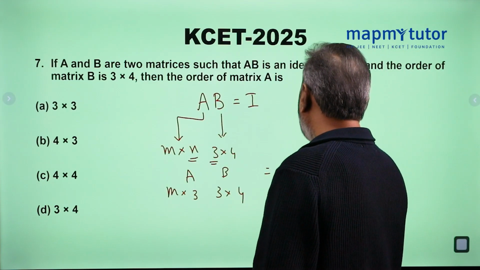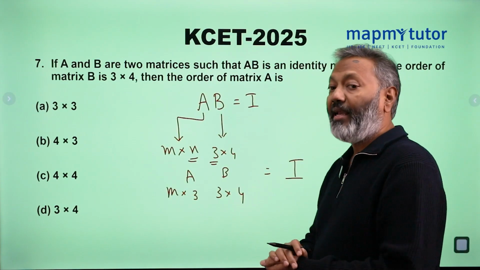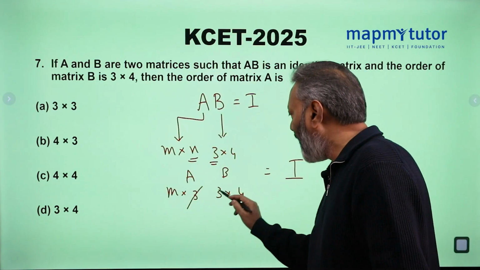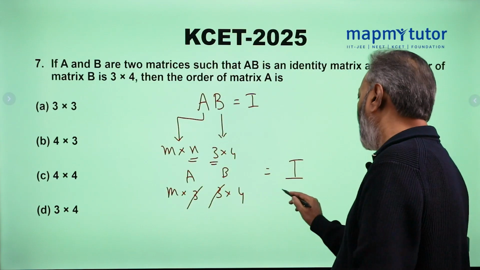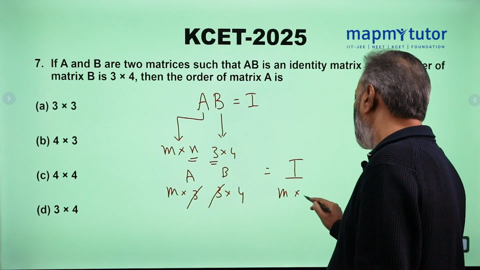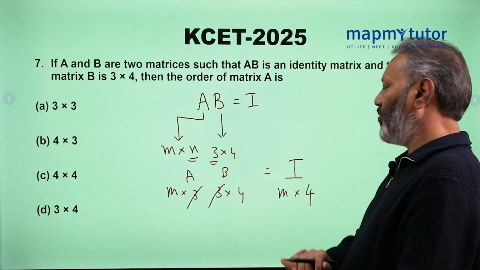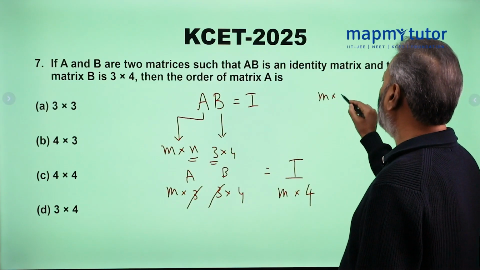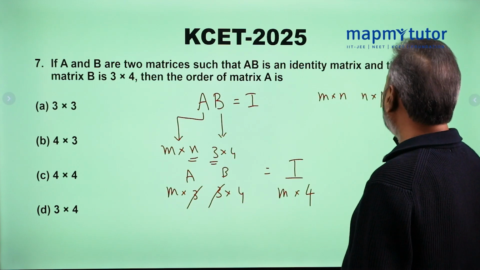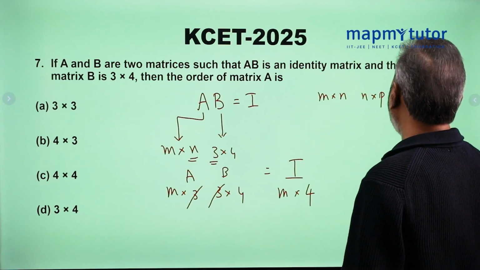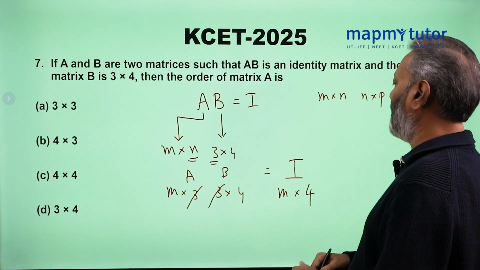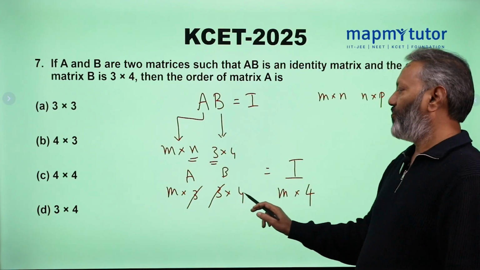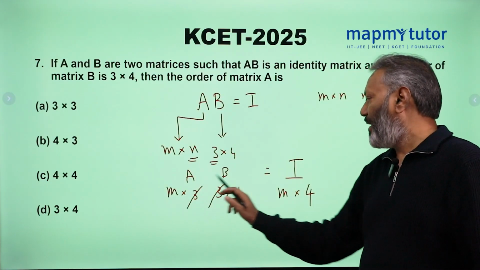Here, already the right side they have given us I. I is always a square matrix. And we know that this 3 and 3 won't appear in I as the order. Therefore, it is M cross 4. There is a rule. If A is M cross N matrix, B is N cross P matrix, their product will be what? M cross P matrix. Accordingly, if A is M cross 3, B is 3 cross 4, what is their product? It is M cross 4.